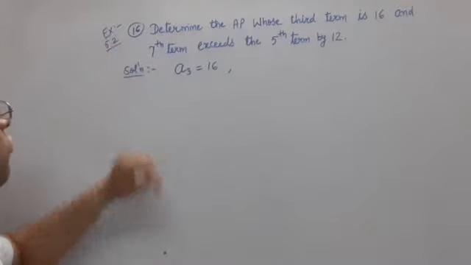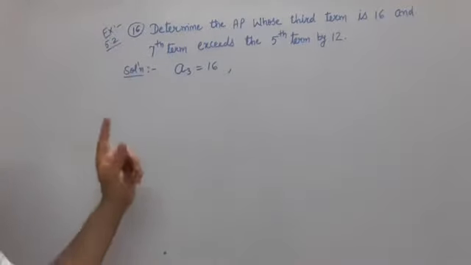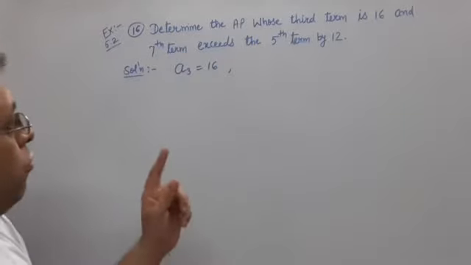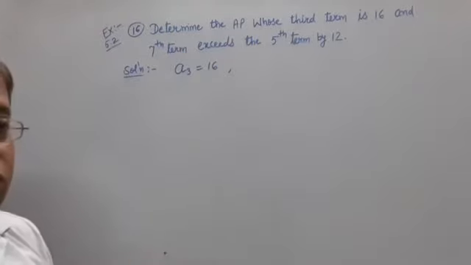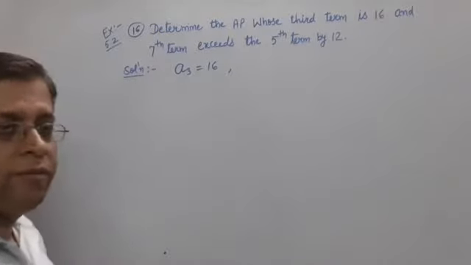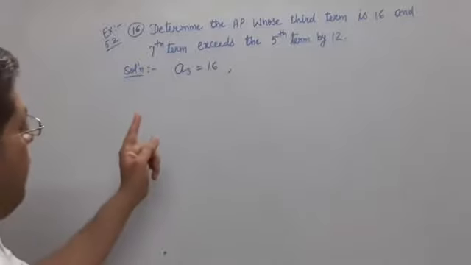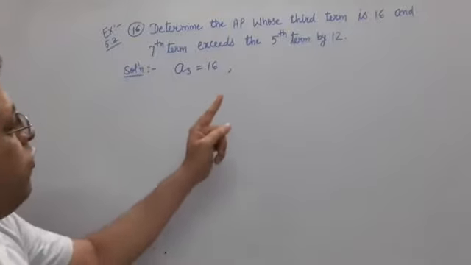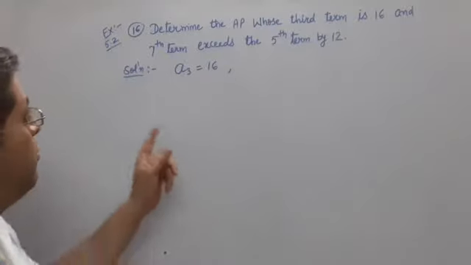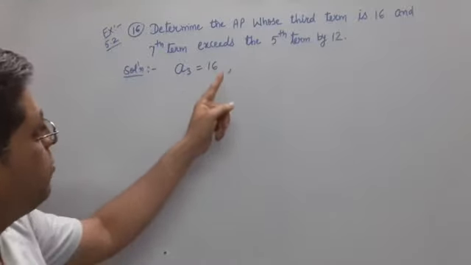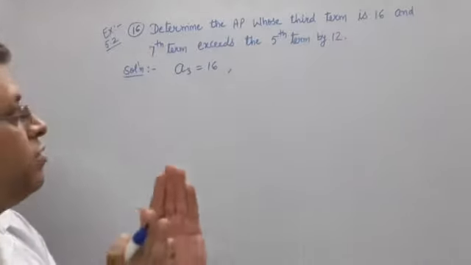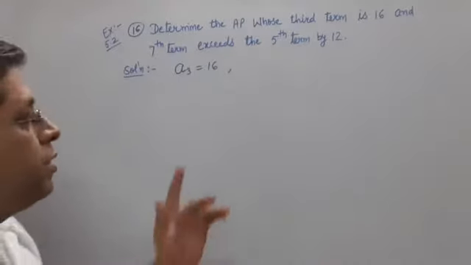Exercise 5.2, question number 16. Determine the AP whose third term is 16. Third term is 16, what is the meaning? A3 is equal to 16. And the seventh term exceeds the fifth term by 12. Not got it? See again. Seventh term exceeds the fifth term by 12. It means the difference between the seventh term and fifth term is 12.